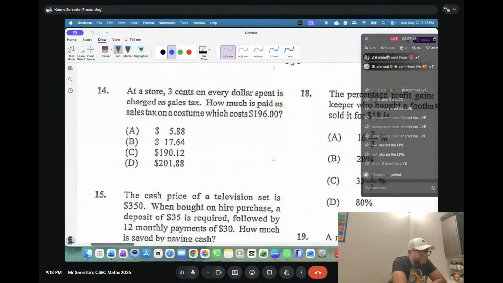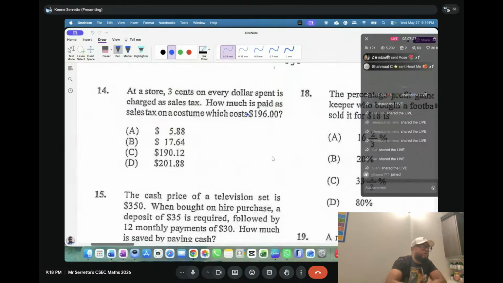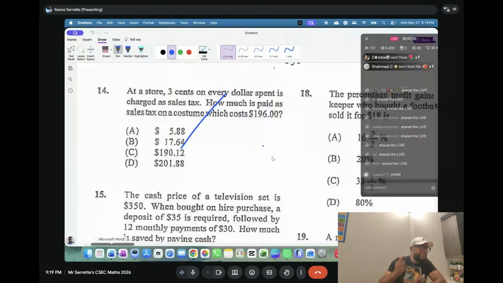At a store, 3 cents on every dollar spent is charged as sales tax. How much is paid as sales tax on a costume which costs $196? 3 cents on every dollar. So let's multiply 196 by 3 cents. So I write in 3 cents.